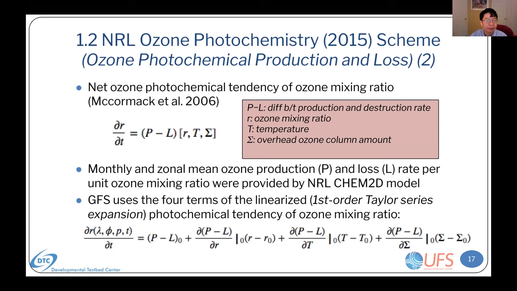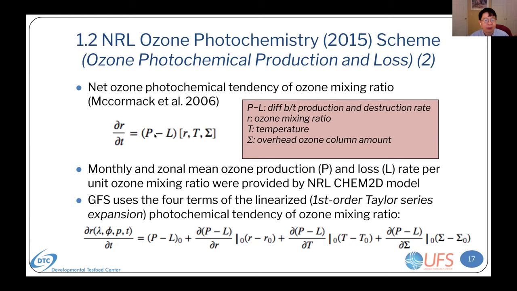So here is the equation for the ozone photochemical tendency of the ozone mixing ratio. P is the production, and L is the loss. So P minus L is the difference between production and the loss. Then R is the ozone mixing ratio, T is temperature, sigma is the overhead ozone column amount. As we all know, the ozone profile has a maximum at around 22 kilometers, in the stratosphere.